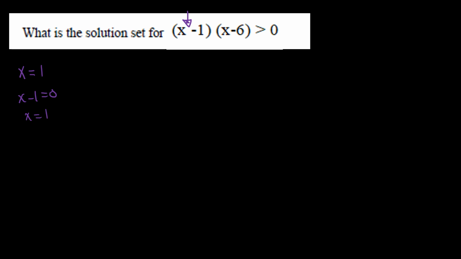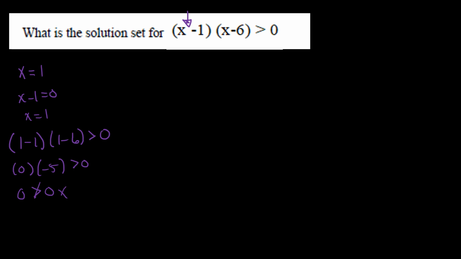So if we test this out and I plug this into the equation, we'd have 1 minus 1 times 1 minus 6 is greater than 0. Well, 1 minus 1 is 0, and then 1 minus 6, we get negative 5, greater than 0. 0 times negative 5 is 0, greater than 0. 0 is not greater than 0. This is no good. So our solution set actually cannot include the value of 1. I know this might seem a little confusing. We're going to do some more test points right now.